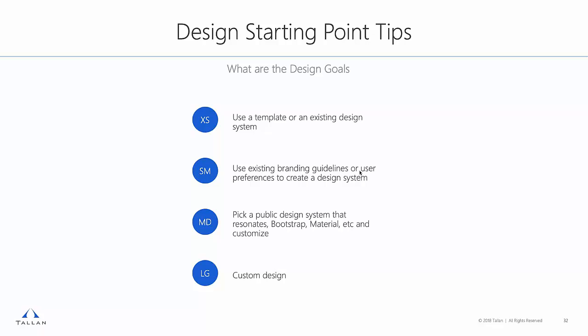The third option there is to pick a public design system, something that's available in the public. There's a number of them out there. We primarily use either Bootstrap or Material, but there's plenty out there, and I recommend you take a look. But then you customize them. Most of them have recommendations or techniques around how you customize the templates or the design systems. And you can easily apply some branding without looking at this as a whole custom design effort.